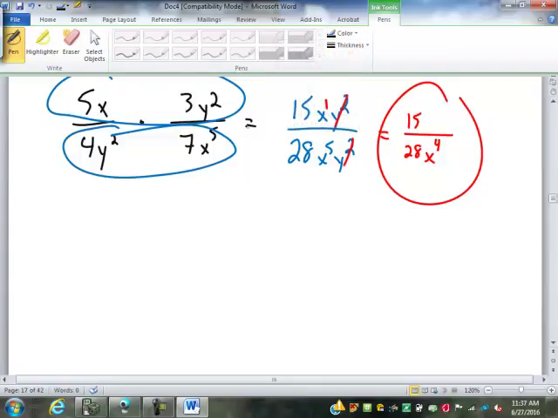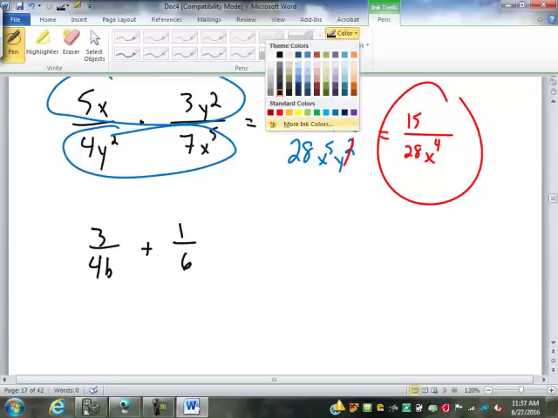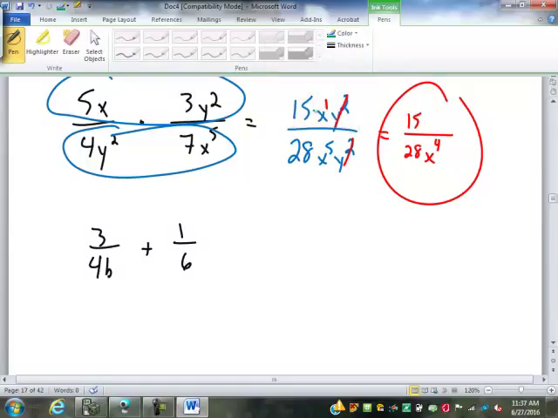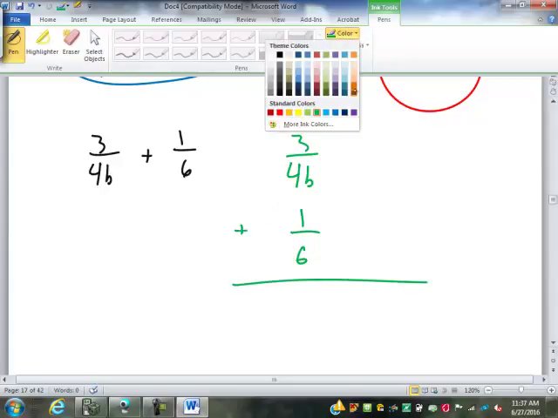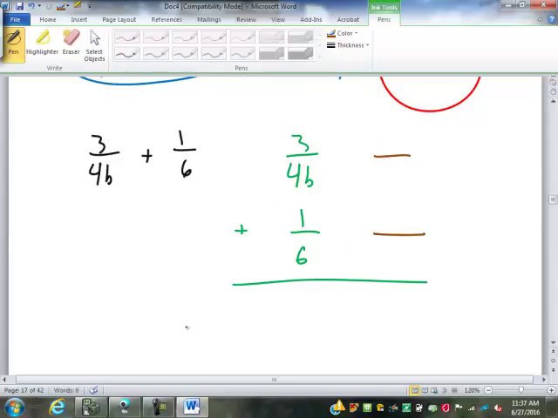Or if we were adding fractions for common denominators. Let's say I had 3 over 4b plus 1 over 6. Looking at this, I'm trying to find a common denominator. Remember, common denominators are least common multiples. So I have 3 over 4b, 1 over 6, and I'm adding. My first step is to find that common denominator. So I am finding the least common multiple here.